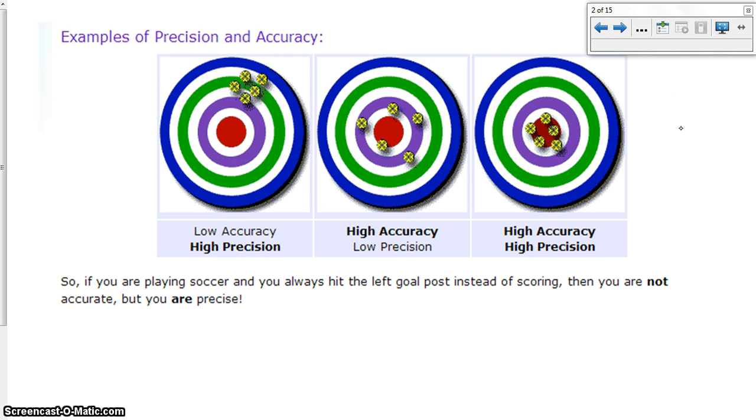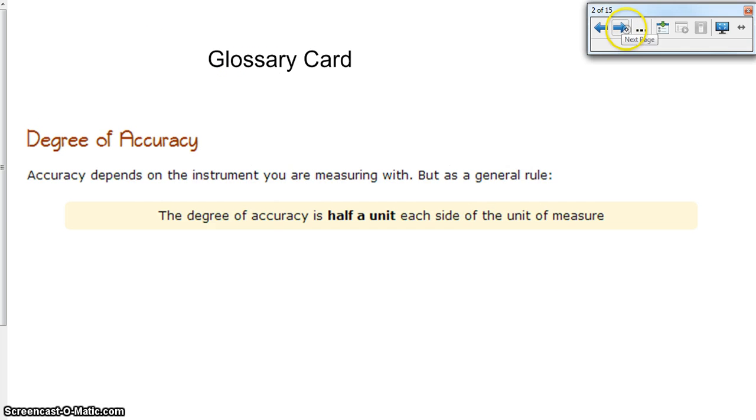Notice that we have targets here. The target on the left has low accuracy. It's nowhere near the bullseye, but it is high precision because look how clustered they are together. In the middle, we have high accuracy, but we have low precision because they're not clustered. But on the third one, we have both high accuracy and high precision. Go ahead and complete your card.